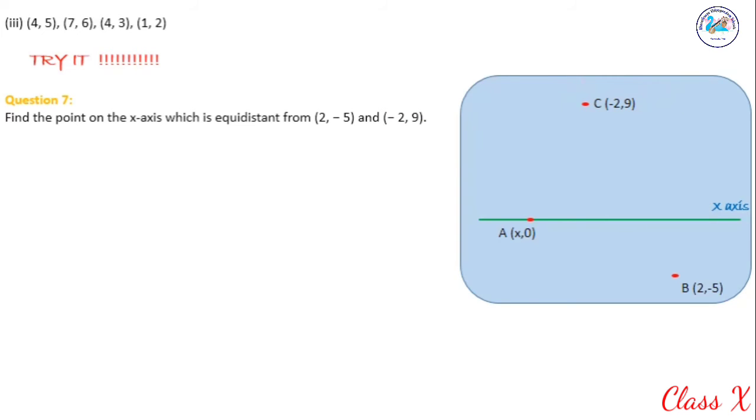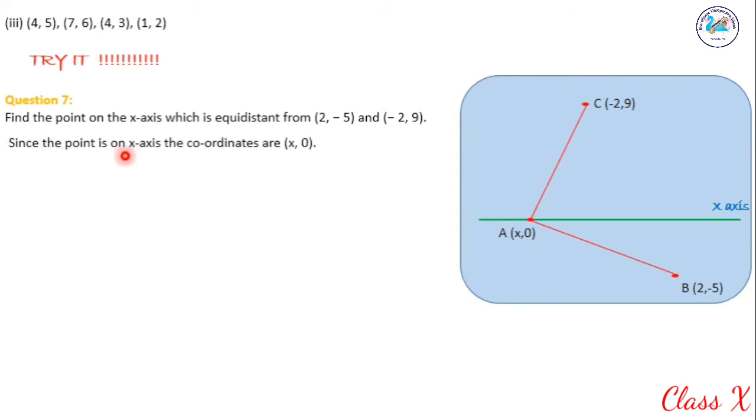It is mentioned in the question that the distances AB and AC are equidistant. Equidistant means the length of AB and the length of AC are the same. That is the question. If this condition is satisfied, then we have to find the value of x. So let us go for answering the question.